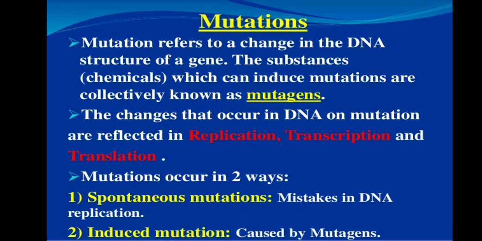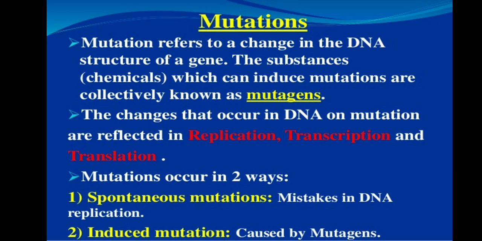Mutation refers to a change in the DNA structure of a gene, and substances like chemical substances which can induce mutations are collectively known as mutagens. The changes that occur in the DNA on mutation are reflected in replication, transcription and translation. Mutation occurs in two ways: spontaneous mutation and induced mutation. Spontaneous mutation is caused by mistakes during DNA replication, and this is the normal mutation.